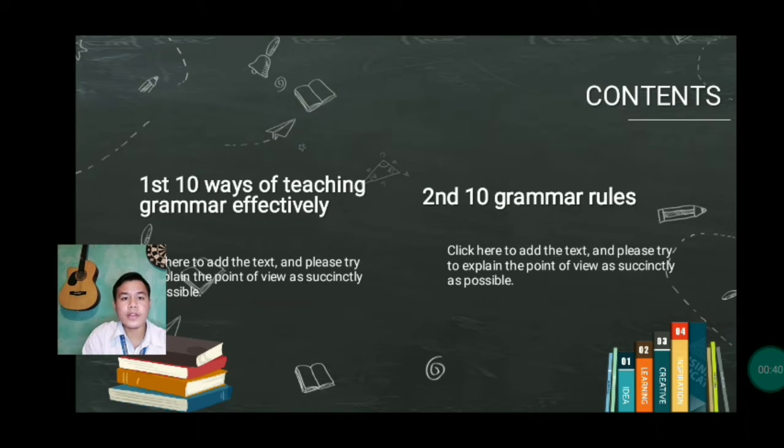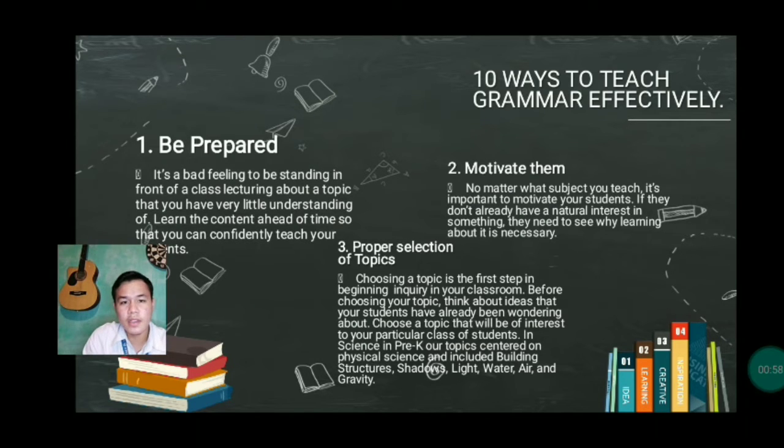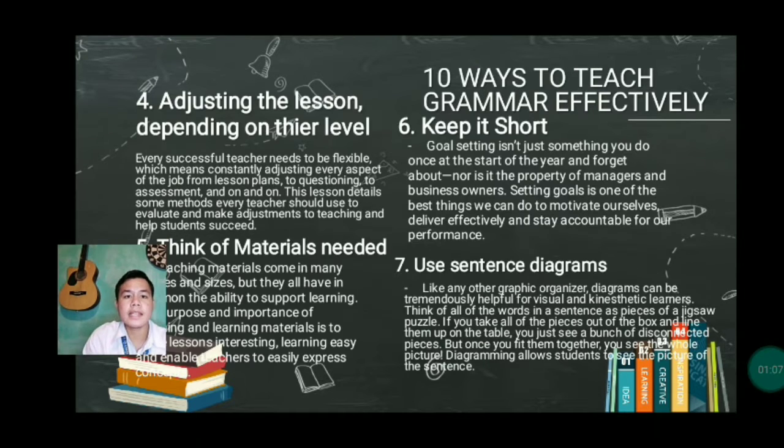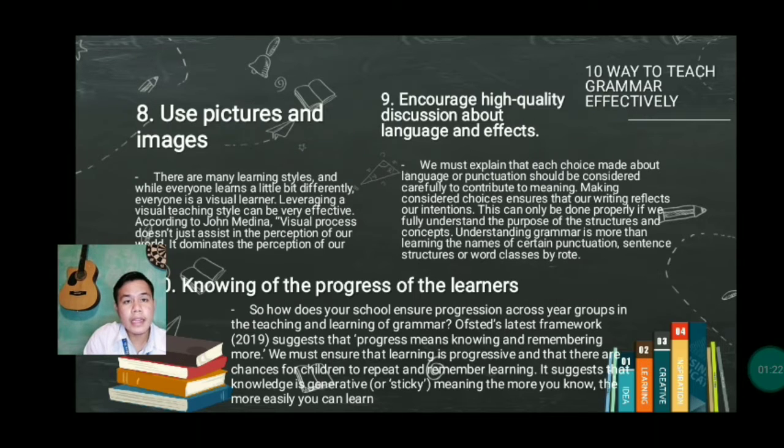So these are the contents. First, we have to discuss the 10 ways of teaching grammar effectively. Second is the 10 grammar rules. All about the 10 ways: be prepared. Second, motivate them. Proper selection of topics is the third one. The fourth one is adjusting the lesson depending on their level. Fifth, think of materials needed. Keep it short. Use sentence diagrams, that is number 7. Number 8 is use pictures and images. Number 9 is encourage high quality discussion and language and effect. Also number 10, knowing the progress of the learner.